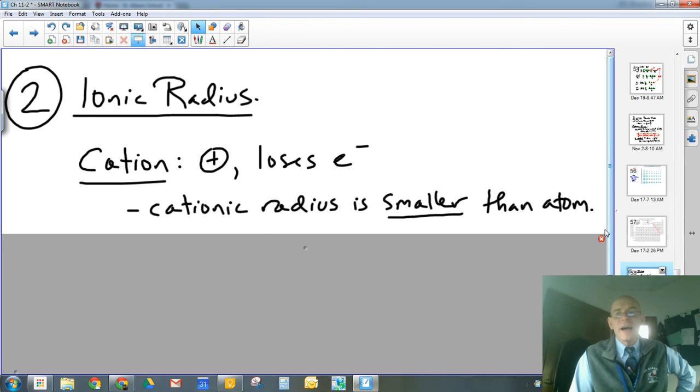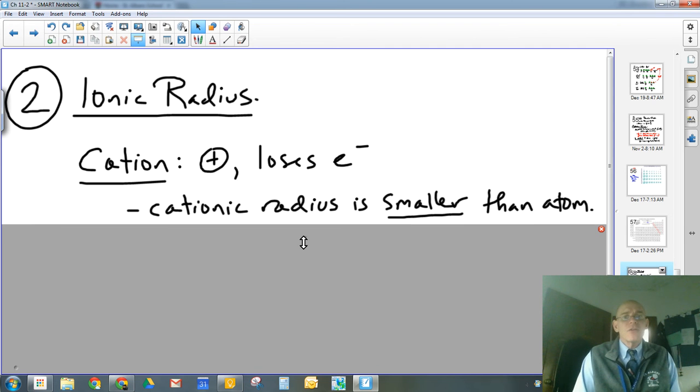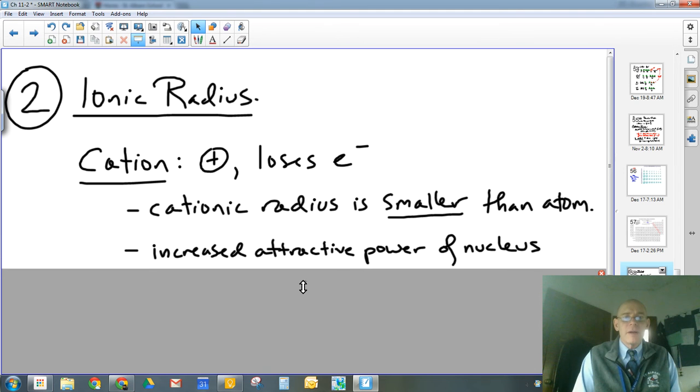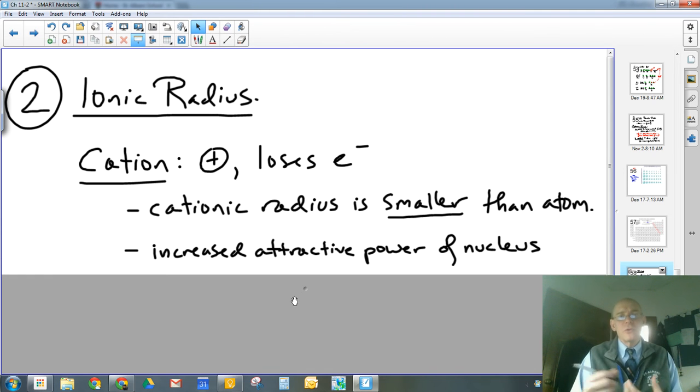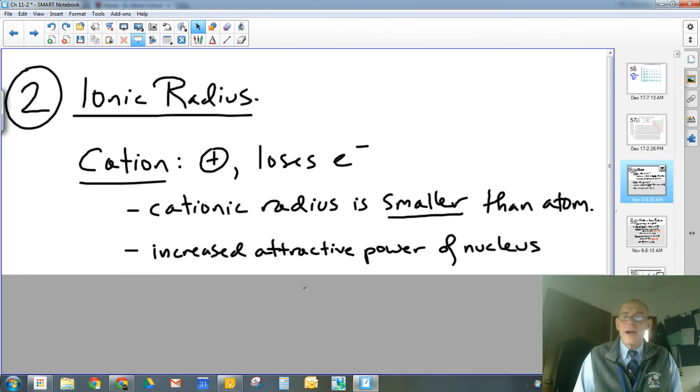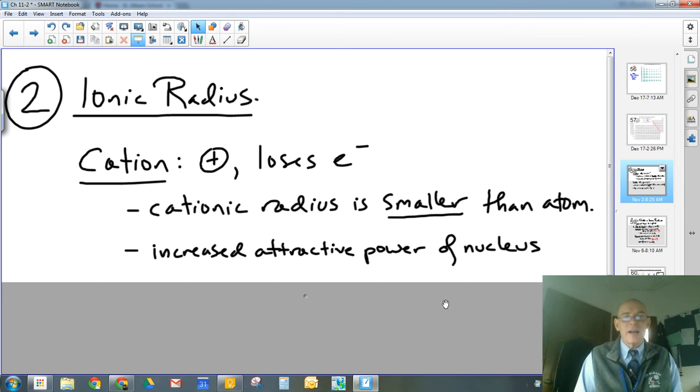Now let's look at ionic radius instead of atomic radius. A couple things to remember. First of all, cations are positive. They lose electrons. And cations always get smaller than the atom. And that should be obvious because you're losing something, you're losing a negative, but it also is because there is no change to the nucleus. The number of protons in the nucleus stays the same. And if you lose a negative, the attractive power of that positive nucleus, which is unchanged, is greater. And so the cation actually gets smaller.